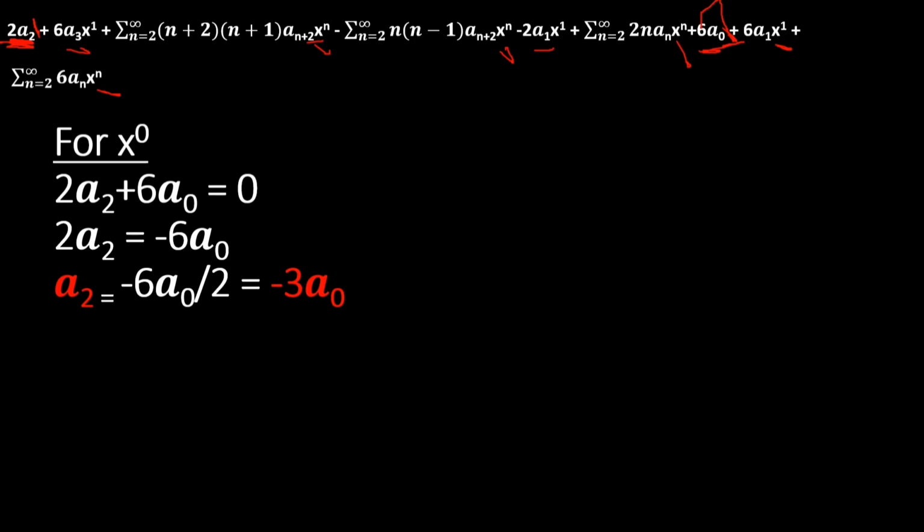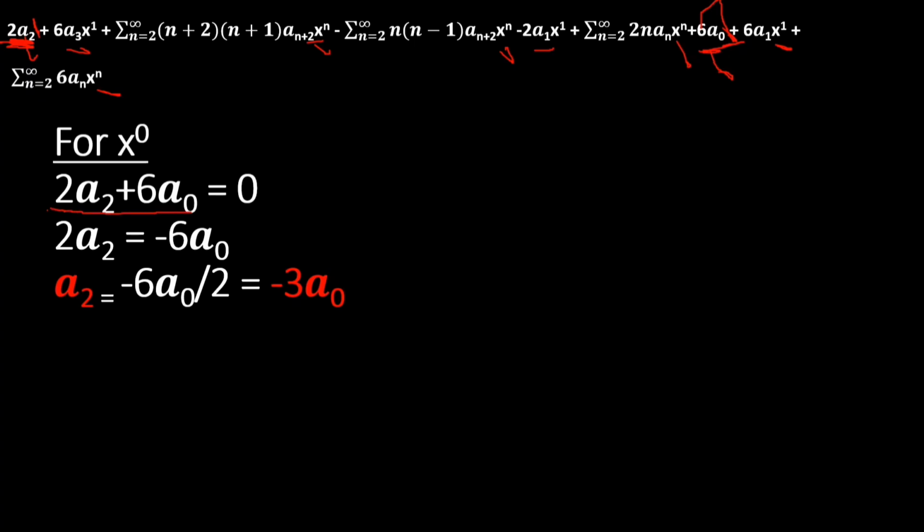So considering the first one, x raised to power 0, those that do not have x, we bring them out. These are just the only two that do not have x, so we bring them out, and you can see it here. We equate them to be equal to 0.